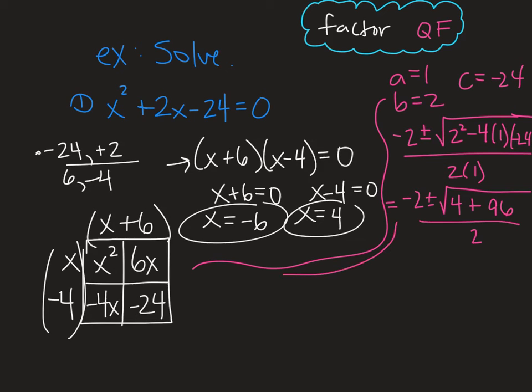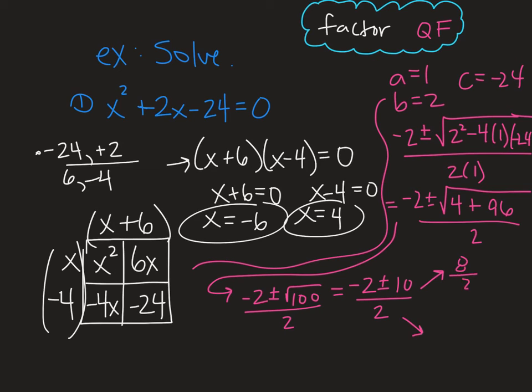So we end up with -2 plus or minus the square root of 100, all over 2. The square root of 100 is 10. And then it's a plus or minus, so we'll have two solutions. Our first solution will use the plus sign, so -2 plus 10, which is 8, over 2, which is 4. Our other one will use the minus sign, so -2 minus 10, which is -12, over 2, which is -6. So our two solutions, either by factoring, are -6 and 4, or using the quadratic formula, we get the same thing.